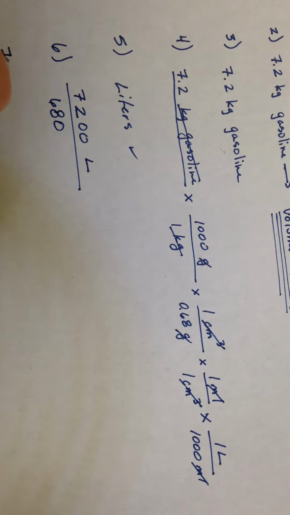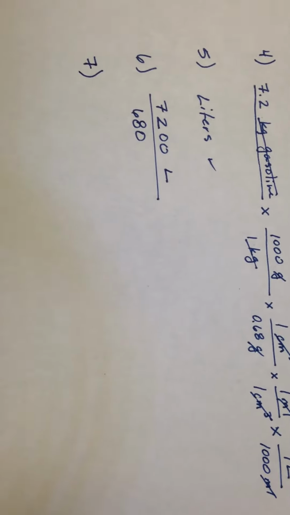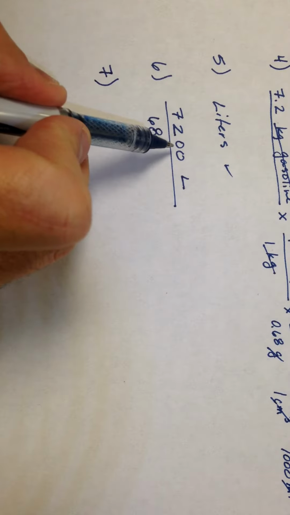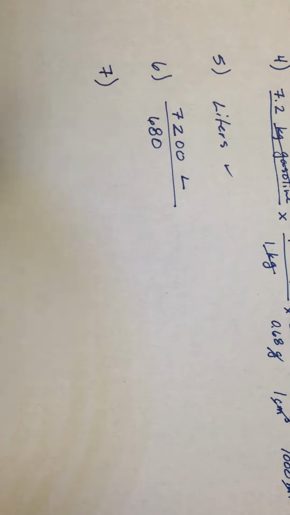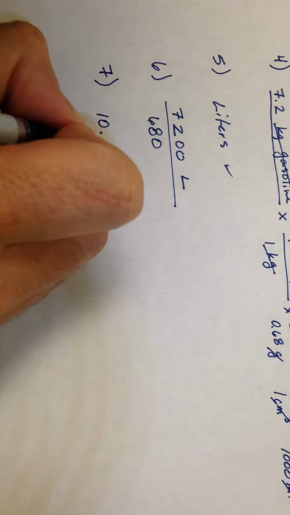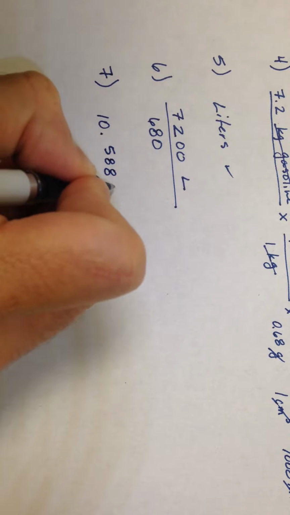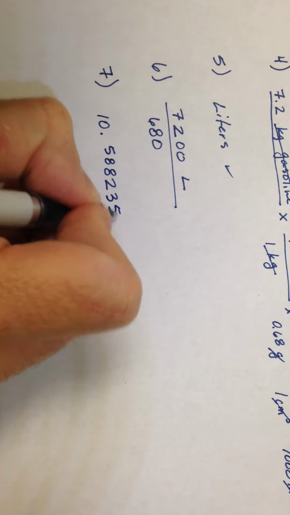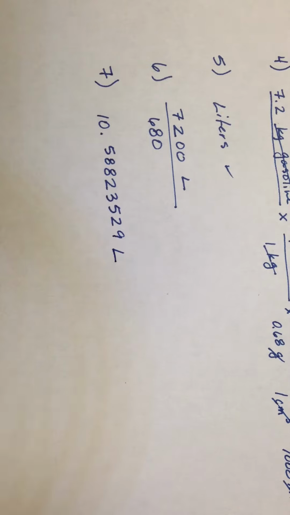For step 7, the final step, we're going to take the top and divide it by the bottom, and that's going to give us 10.5882359 liters. But of course we know there's another half to step 7, and that's to round for significant figures.